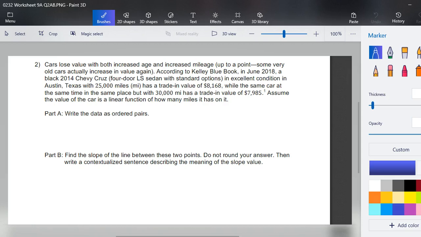Cars lose value, both with increased age and increased mileage. Up to a point, some very old cars actually start to increase in value again. But according to the Kelley Blue Book, in June of 2018, a black 2014 Chevy Cruze 4-door LS sedan with standard options in excellent condition in Austin, Texas with 25,000 miles has a trade-in value of $8,168. Same car, same time, same place, 30,000 miles has a different trade-in value. Assume we're talking linear.